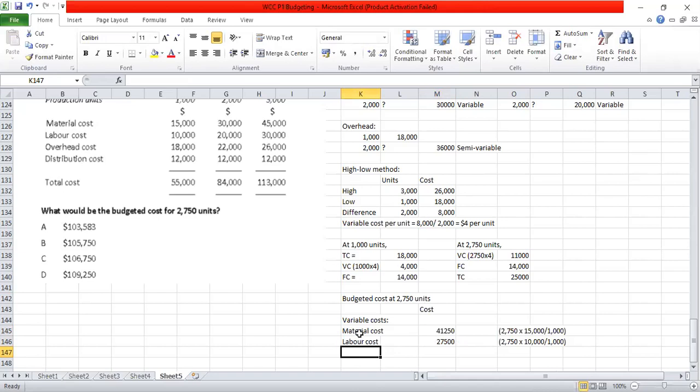Now, the category is, we have mentioned it as variable cost. So the semi-variable cost, overhead cost, can be split into variable overhead and fixed overhead. So variable overhead. How much is variable part of it? It is 4 per unit. So here we will write it as is equal to 4 into 2,750. So that's the variable overhead. So this gives us the total variable cost.